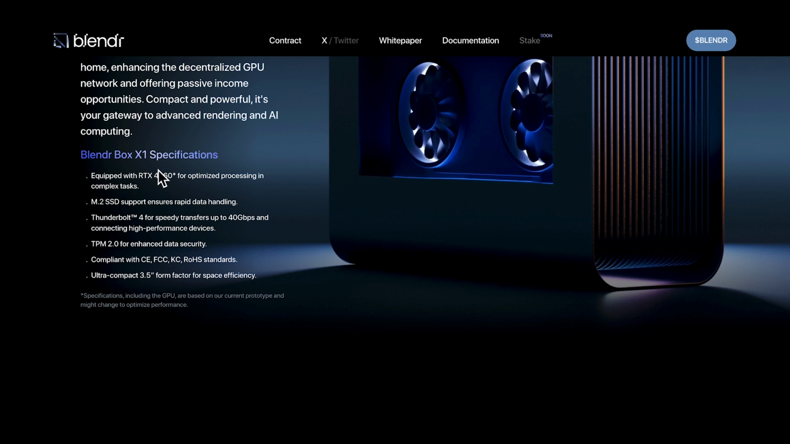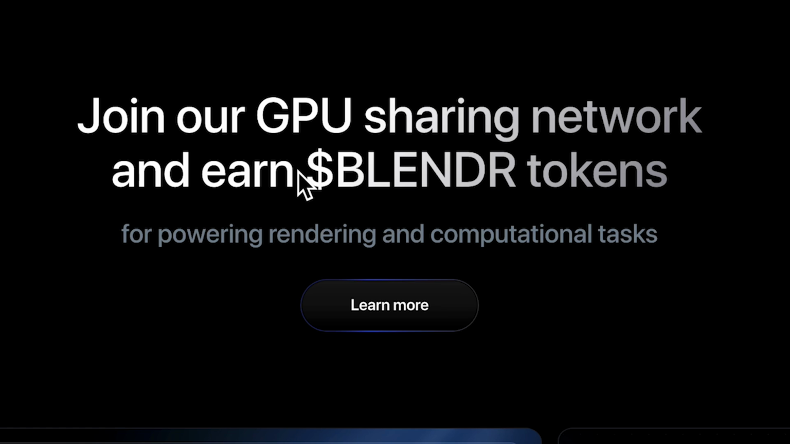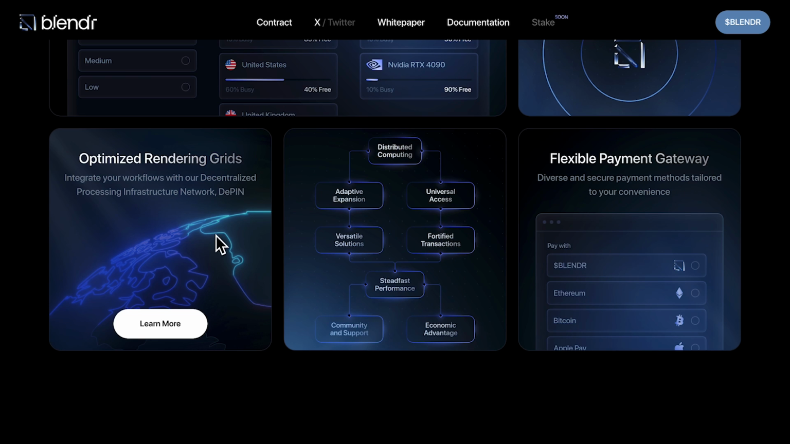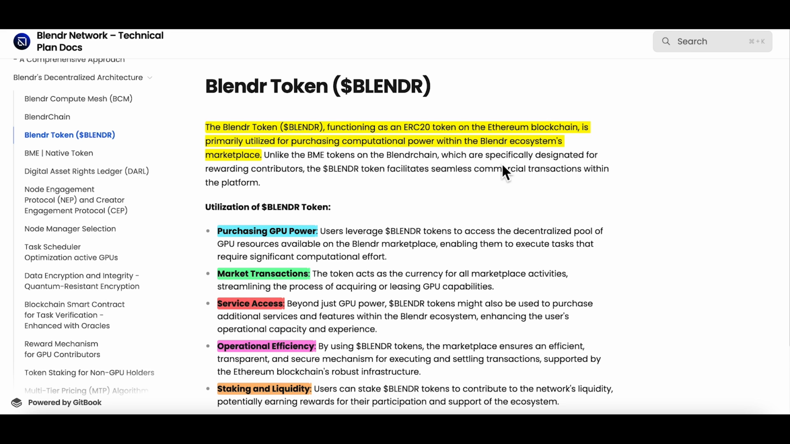The Blendr Box X1 specifications are here. So you could join the GPU sharing network and start earning Blendr tokens for powering rendering and computational tasks. The Internet of GPUs, as they say, elevates your project with our plug-and-play rendering and AI computing solution, create your GPU pool, optimize rendering grids, flexible payment gateway, and a little bit more about the token itself.